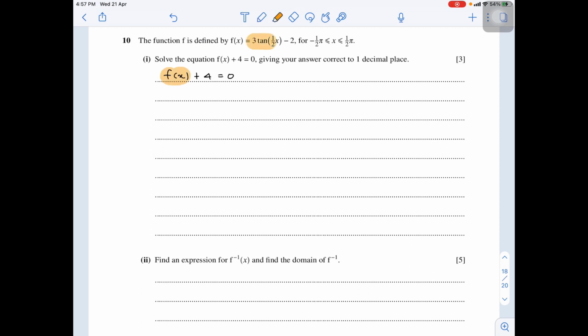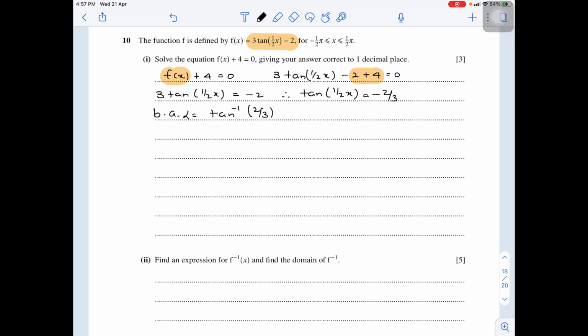Okay, f(x) plus 4 equals 0. Substitute the equation in place of f(x). So I'm writing that 3 tan(x/2) minus 2 plus 4 equals 0. So 3 tan(x/2) is negative 2. I'm sending that to the other side. Negative 2 plus 4 is positive 2. It goes to the other side, becomes negative 2. Therefore, tan(x/2) is negative 2 over 3.